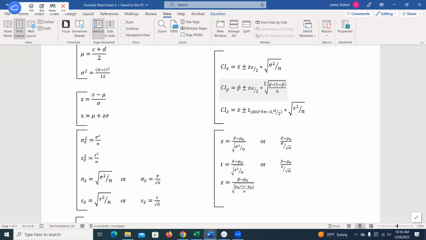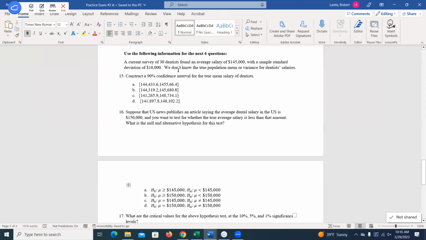I've already got the information for most of this. If I go back to that problem, I've got a sample size of 30. Here I have to be a little bit careful because I have a sample standard deviation, so all I have is s. And then my sample mean is 145,000. Let me start plugging these values in: 145,000 plus or minus, what, 10,000 squared over 30.